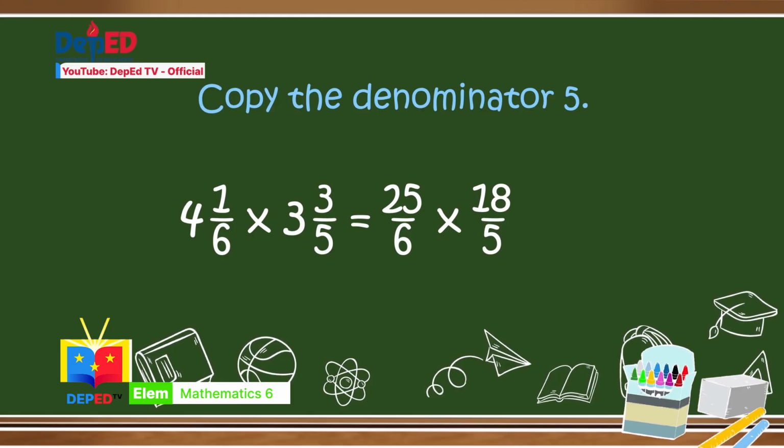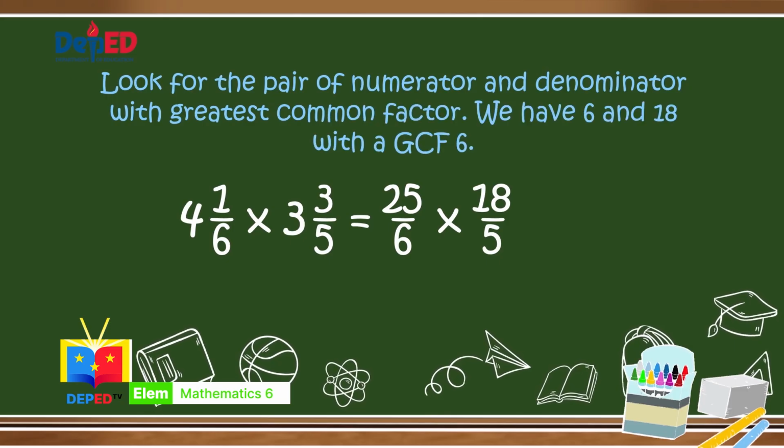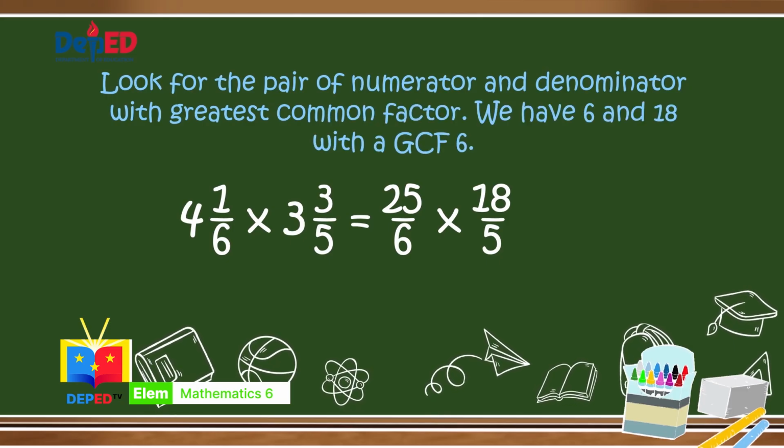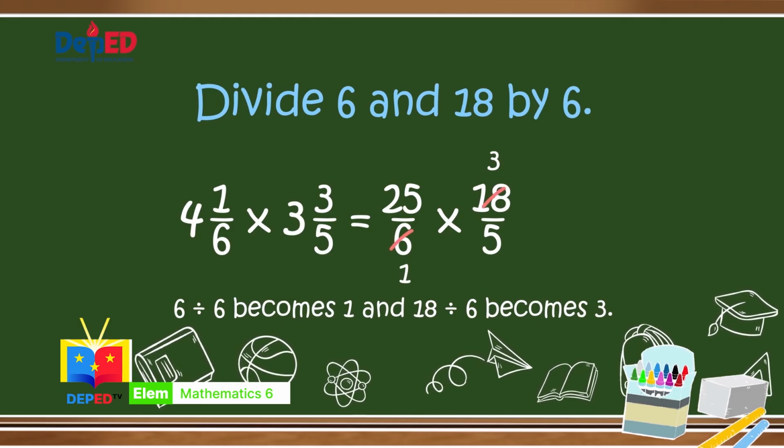25/6 multiplied by 18/5. Let's use cancellation method. Look for the pair of numerator and denominator with greatest common factor. We have 6 and 18 with a GCF of 6. Divide 6 and 18 by 6. 6 divided by 6 becomes 1. 18 divided by 6 becomes 3.